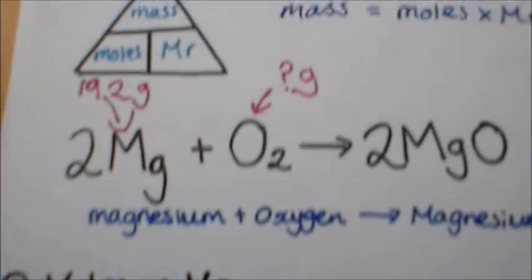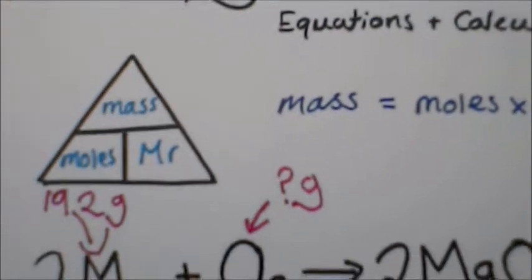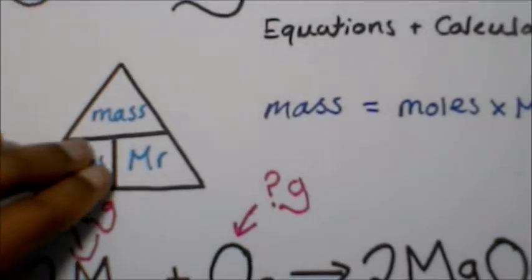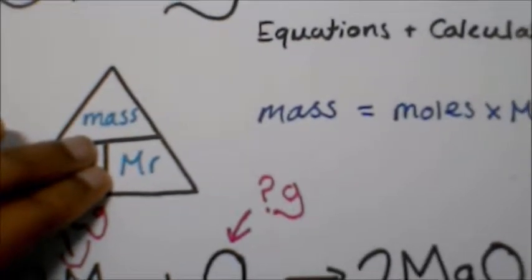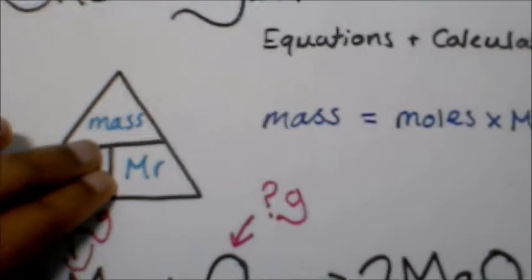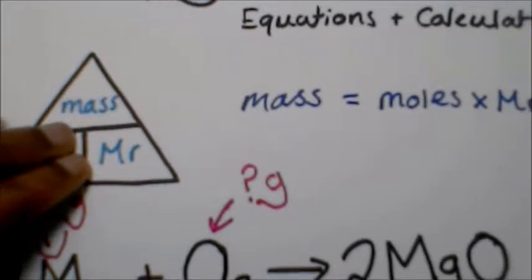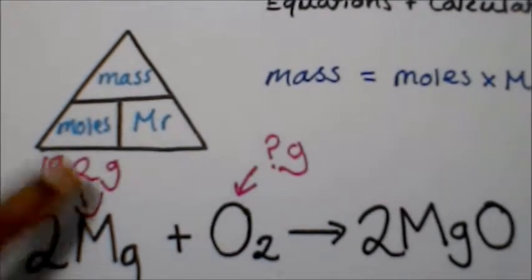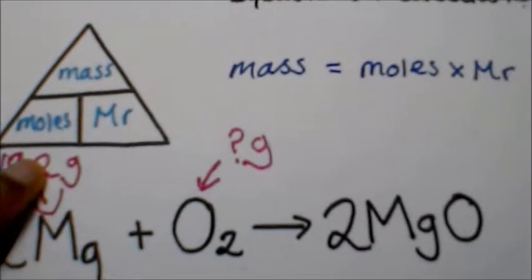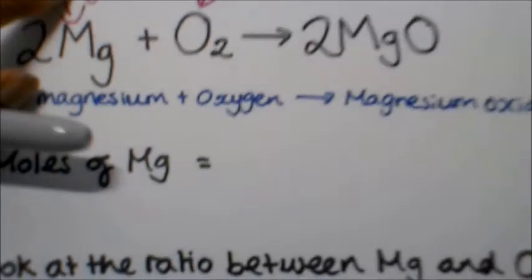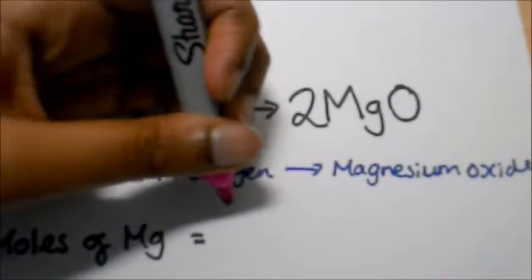Let's go back to our equation. How do we work out moles? Because we're working out moles, with my hand I'm just going to cover up moles, and it says that I have to use the mass and divide it by the relative atomic mass. The mass is 192 grams, and I know that the relative atomic mass is 24. But in the exam, you'll have a periodic table, so that's fine.